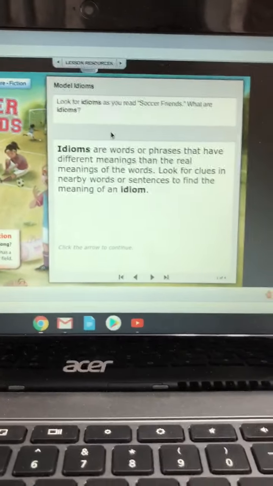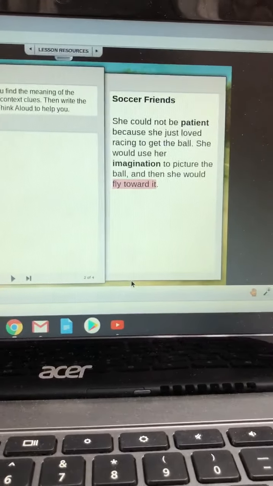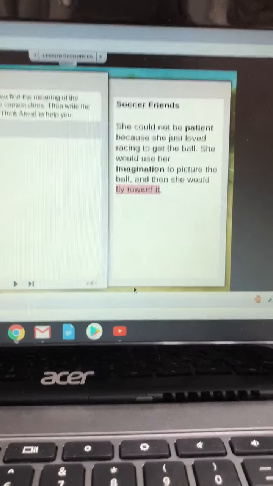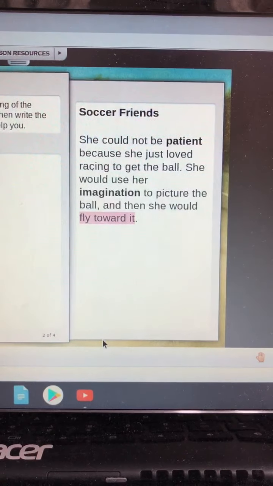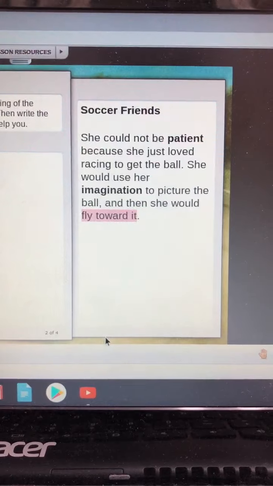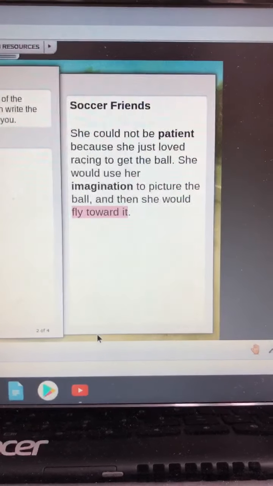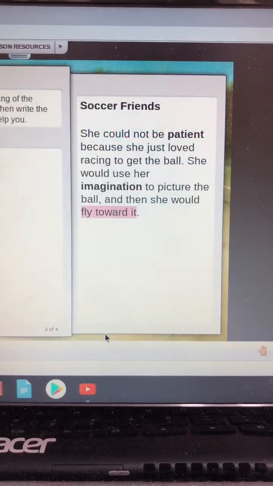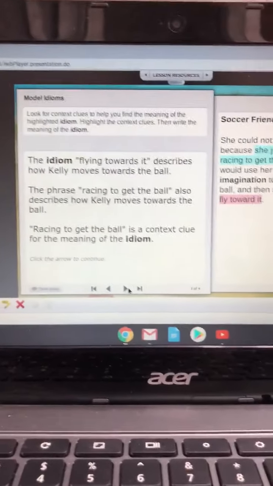Okay, let's look for some idioms for my story, Soccer Friends. Okay, so take a look. She could not be patient because she just loved racing to get the ball. She would use her imagination to picture the ball, and then she would fly toward it. Did she actually fly? Did she fly toward the ball? No, those words mean that she did what? She moved really fast to get the ball. That's what fly means. It doesn't mean that she actually flew.